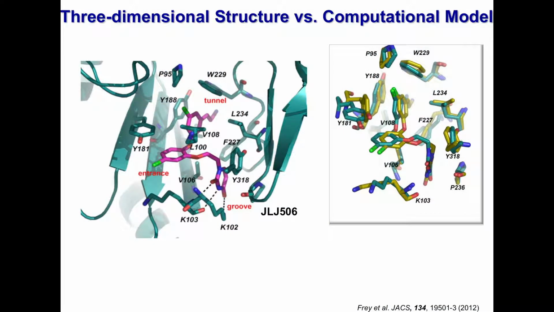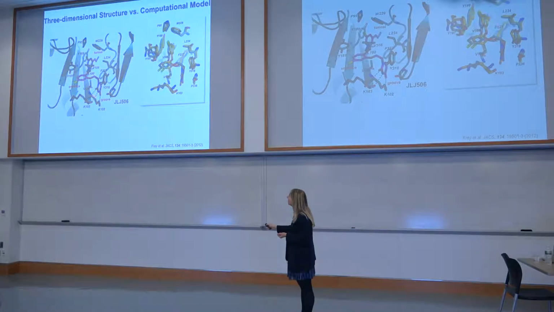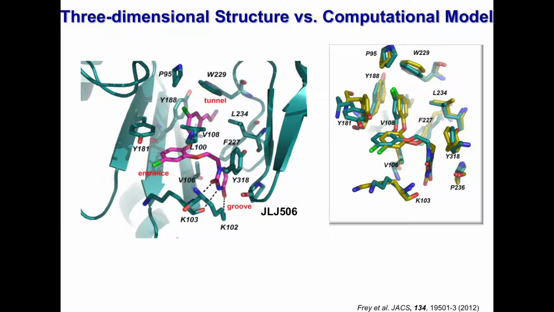This is an example where the cyanovinyl group points inward in the tunnel region, and it's flanked by tryptophan 229, proline 95, and other hydrophobic residues. The uracil interacts very nicely with the backbone lysine residues 102 and 103 here. Now, the teal is the actual experimentally determined structure, and the yellow is the computational prediction, and you see that we're pretty close in terms of the actual structure.